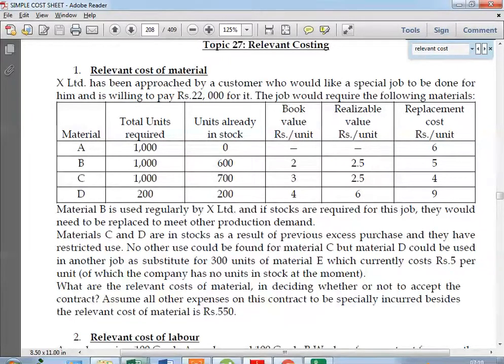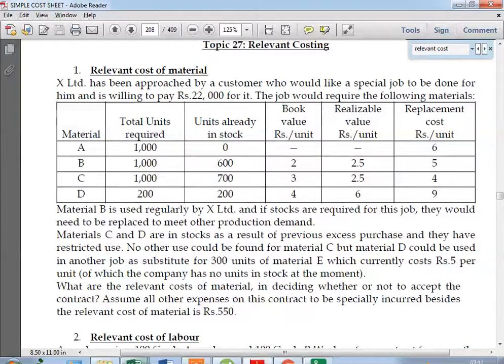Now another point which can come in is that sometimes the wordings may not be very clear and a scope for assumption can come in. Some authors have, in this problem also, taken an assumption saying this 200 units of D will replace only 200 units of E. They have said it can be used as a substitute for 300 units of material E, but still some of the authors have said 1 unit of D will replace only 1 unit of E.